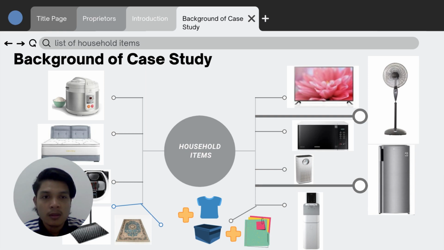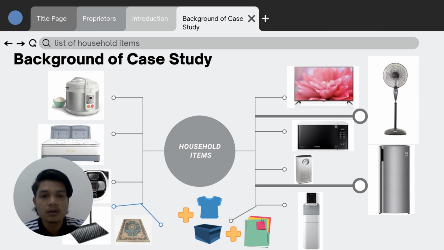Okay, the first item is the LED TV. The total weight for the LED TV is 6.2 kilograms. Okay, the second item is the freezer. The total weight for the freezer is 34 kilograms.